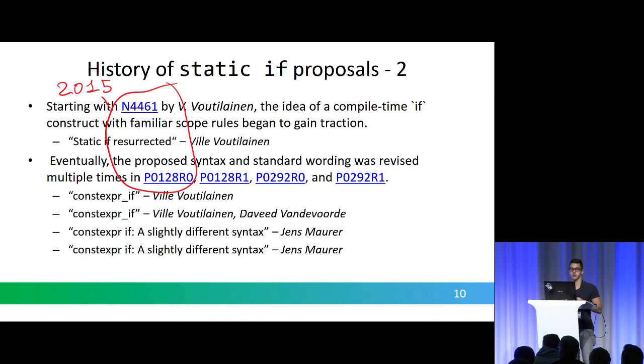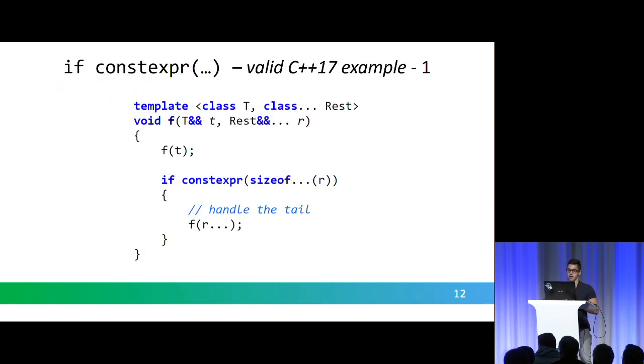So starting with these proposals from 2015, the idea of a static if began to gain traction, and it was refined multiple times in 2016, and finally in Ulu, in the standard meeting at Ulu, it was accepted for C++17. And I'm very happy to say that we finally have this construct in the language. So this is the example from before, and that if_constexpr is actually part of the language.